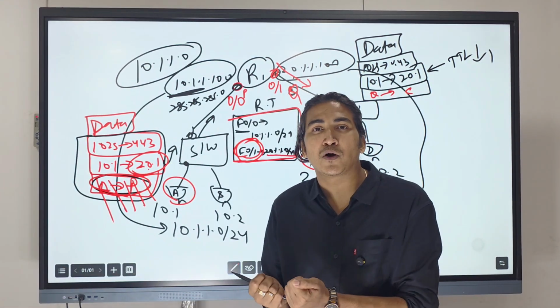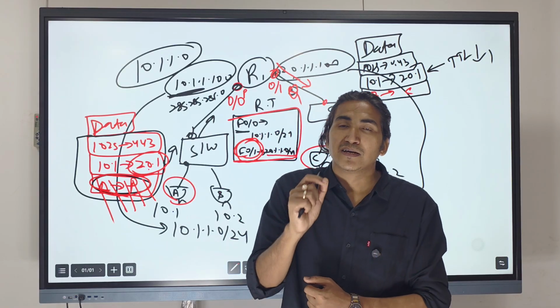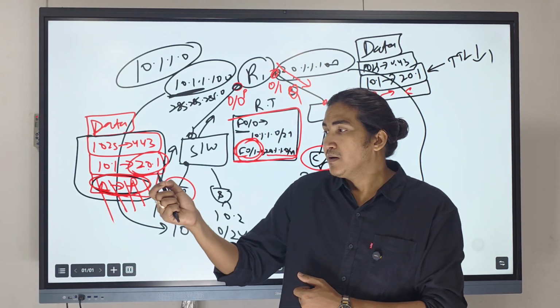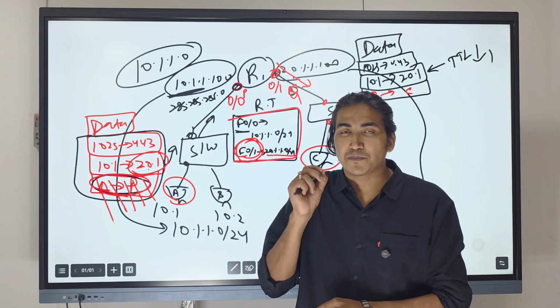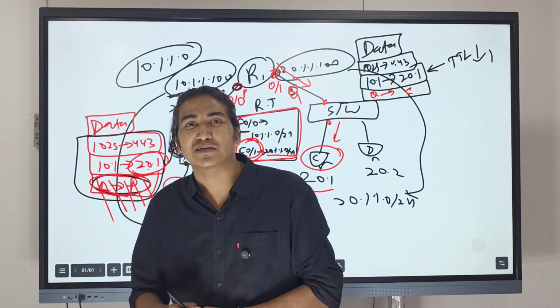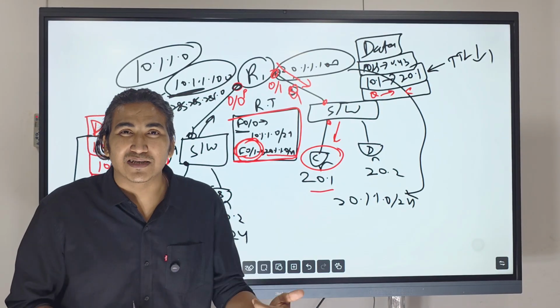When the switch receives a frame on an interface, it updates its MAC address table. First it updates its MAC address table, and how? On the basis of source MAC. On the basis of the source MAC address, it will update its MAC address table, and on the basis of the destination MAC, it will take a forwarding decision.